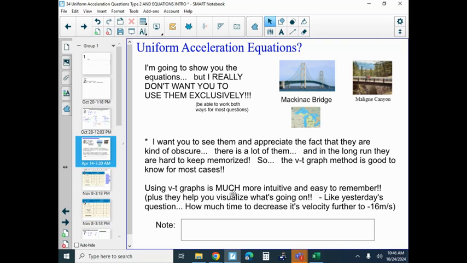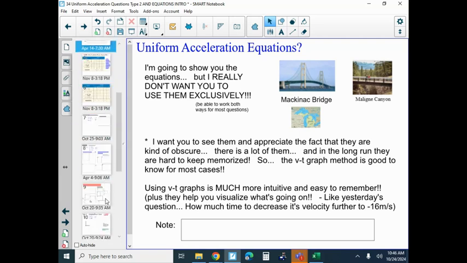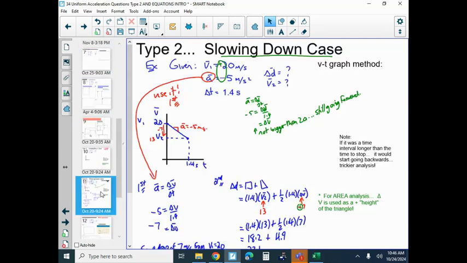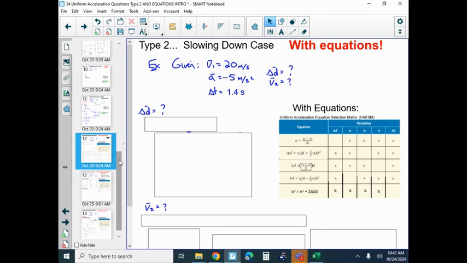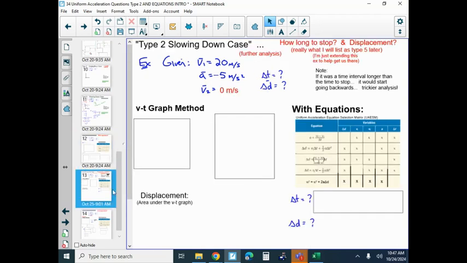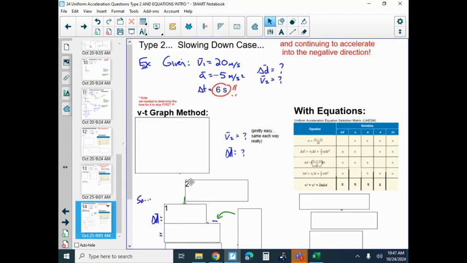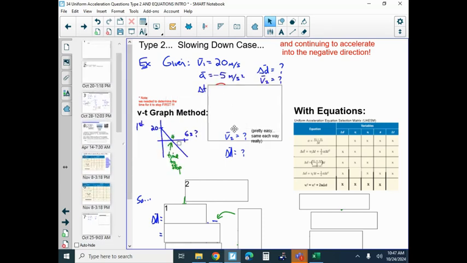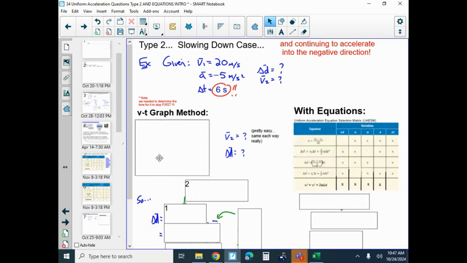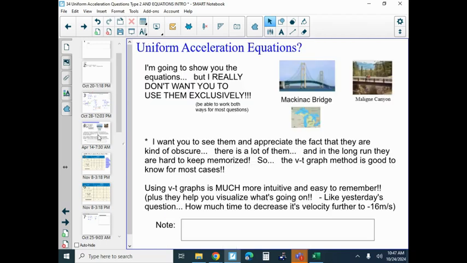VT graphs are also a lot more intuitive and help you visualize what's going on. Later on, we're going to look at a question where we're slowing down, and then it's like, what if we kept slowing down and went all the way to a stop? You can extend the graph. Or what if we ended up going backwards? You can extend the graph and really visualize the different portions of the motion. A lot of times you can use that graph to help you work with the equations if needed, just to help you visualize what's going on. All right.